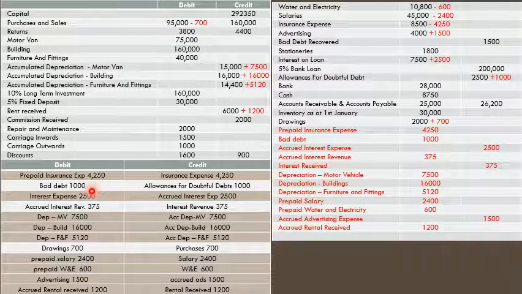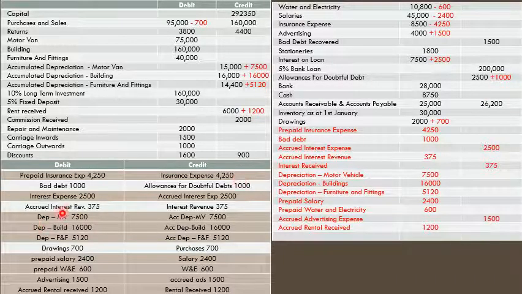Okay, bad debt pun sama ni. Bad debt tak ada dalam original trial balance. Masukkan bad debt 1000 debit. Kemudian awak kredit ke mana? Allowance for doubtful debt. So since allowance for doubtful debt memang dah sebelah kredit, kalau kita kreditkan lagi sekali, kita kena tambahkan dia lah.